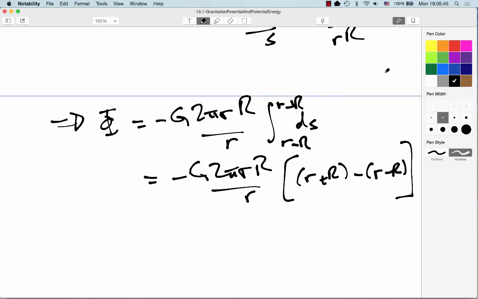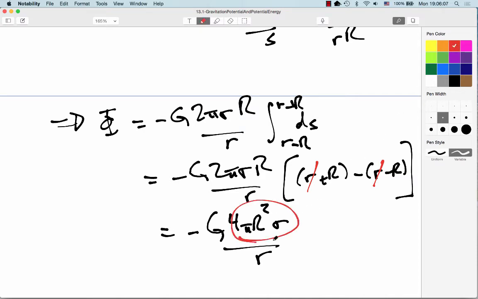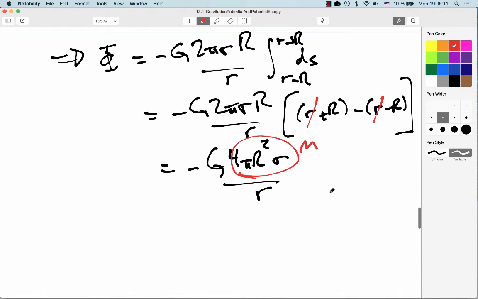Okie dokie. So look in here, the little r's cancel, the big r's stay behind, and we'll have 2 big R, so this gives us minus G times 4 pi R squared sigma over r. And we look at this and say, zounds, that is the mass of the shell. So we're left with minus GM over r.